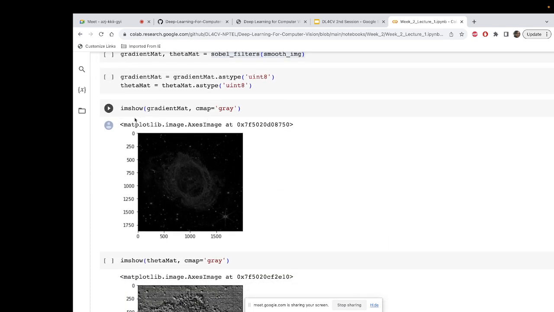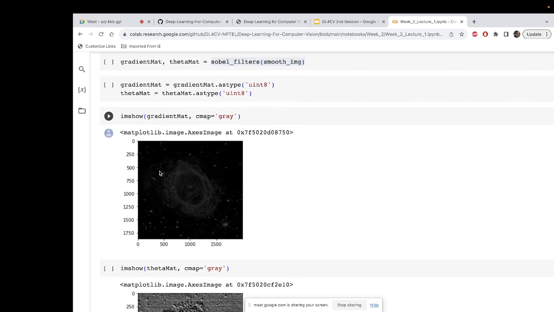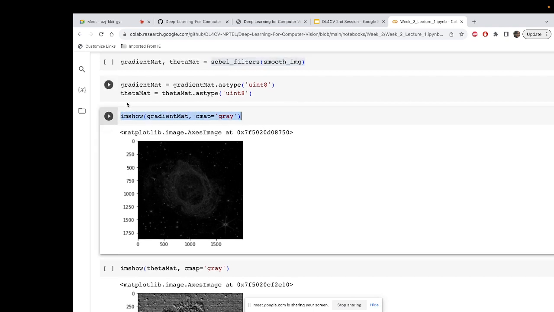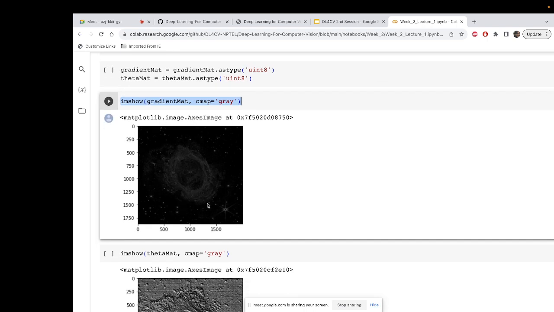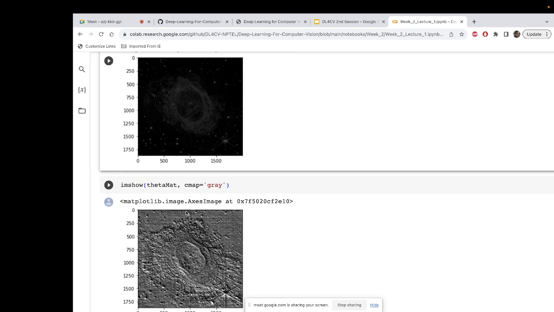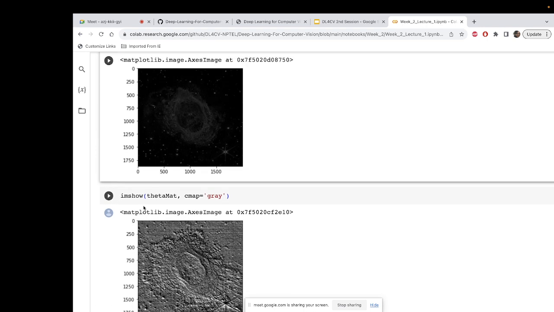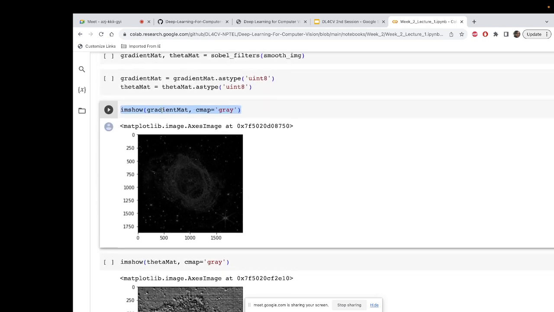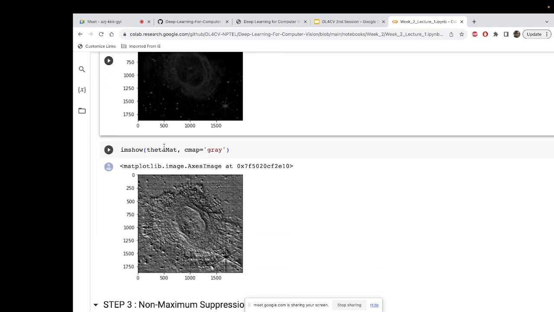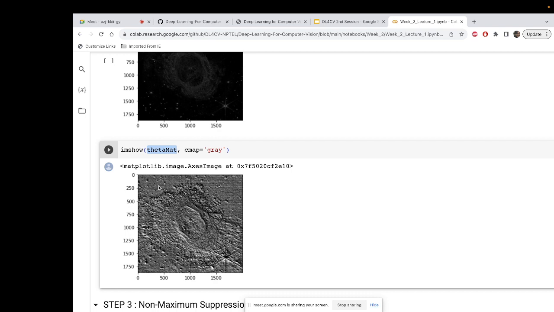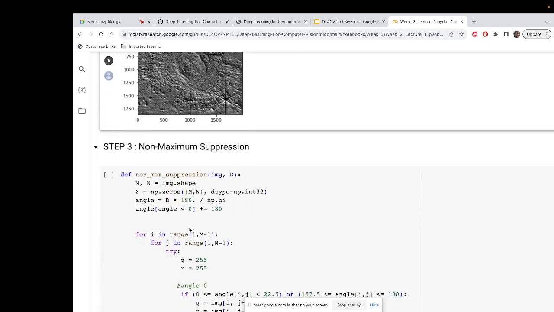Fine. Now, once we look at the Sobel filter and visualize the resultant image, we can see how it looks. These are the edge points that are detected, and this particular image gives a feel of the orientation. You can see that this is the gradient matrix and this is the theta matrix. The theta matrix gives the orientation of the edges in the image.